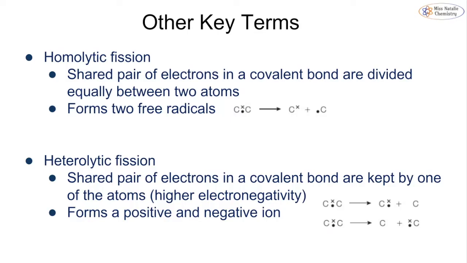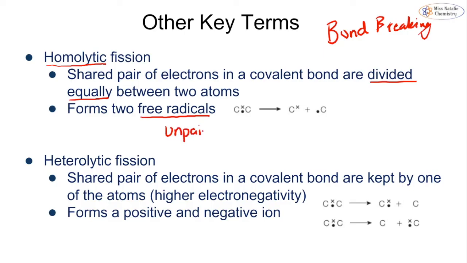Two other key terms that we're going to meet in topics 4 and 5 are to do with bond breaking. There are two different types of bond breaking, and we call these homolytic fission and heterolytic fission. Homolytic fission is when the shared pair of electrons in the covalent bond are divided equally. So each atom takes one electron and we form something known as a free radical. This just means that we have an unpaired electron, and we will talk more about them in topic 4b.